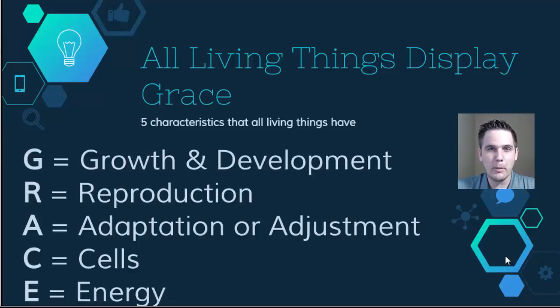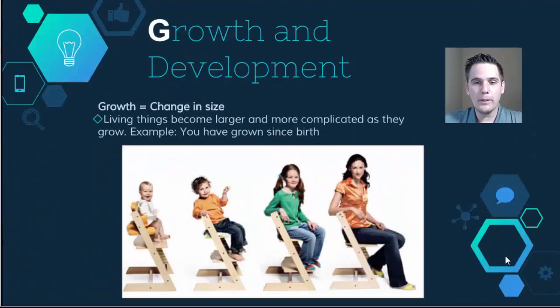So let's get into a little bit about what these 5 characteristics actually are. Growth and development. Growth means change in size. Living things become larger and more complicated as they grow. For example, you have grown since birth. Your body has a lot more things going on in it right now as a teenager, and you're so much more complex than you were when you were 2 years old, 1 year old, 6 months old, still in your mother's womb. That's because as a living thing, you have the characteristic of growth.